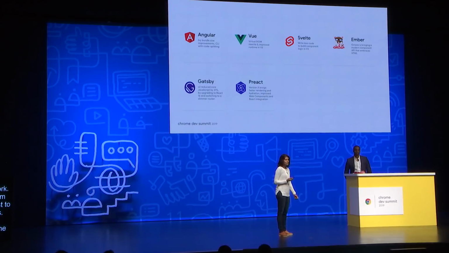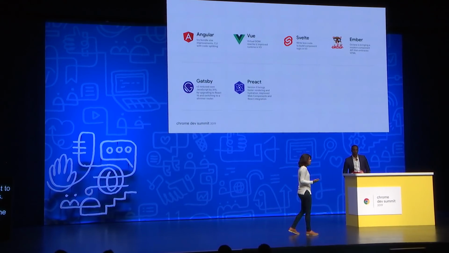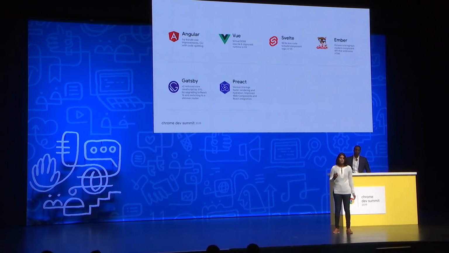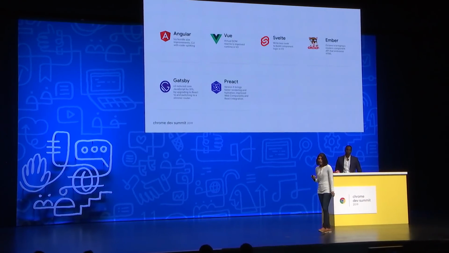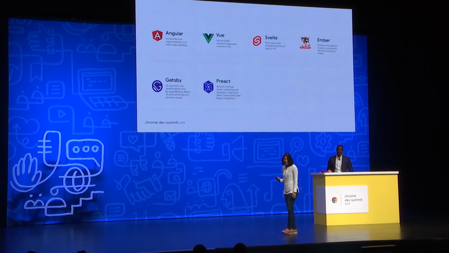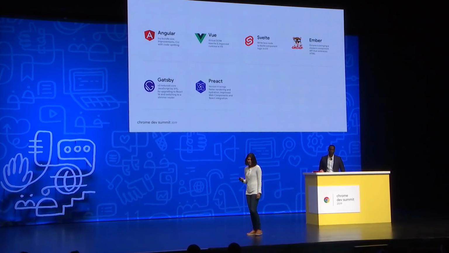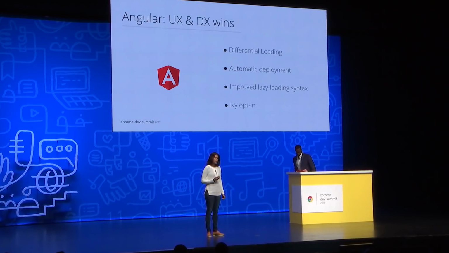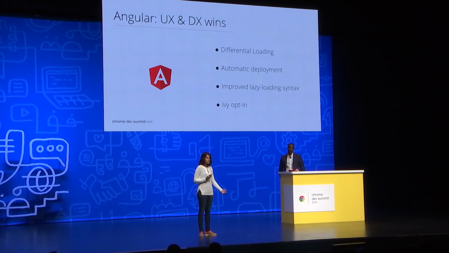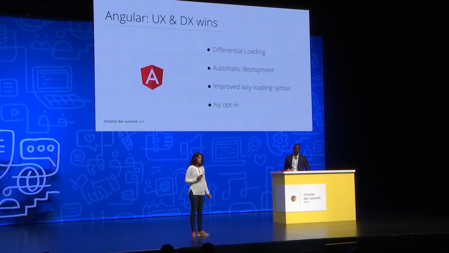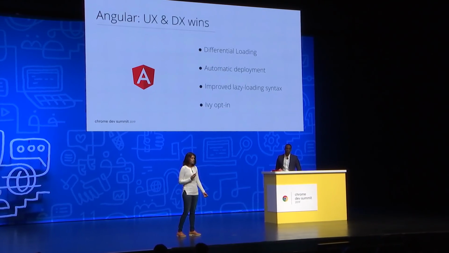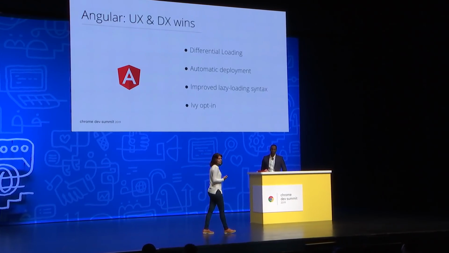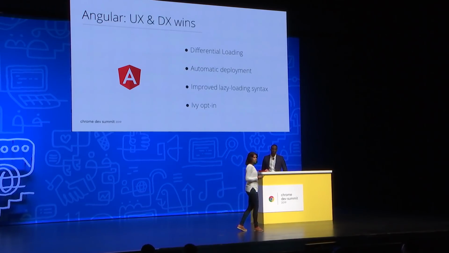So we're excited for all the strides being made by web frameworks and UI frameworks in this space. These are all the accomplishments from various frameworks: Angular, Vue, Svelte, Ember, Gatsby, and Preact. We're in close contact with the Angular team and really excited for their achievements on both UX and DX. In particular, they ship differential loading, which reduces polyfill in modern browsers. And they have automatic deployments to different platforms, to name a couple of things.